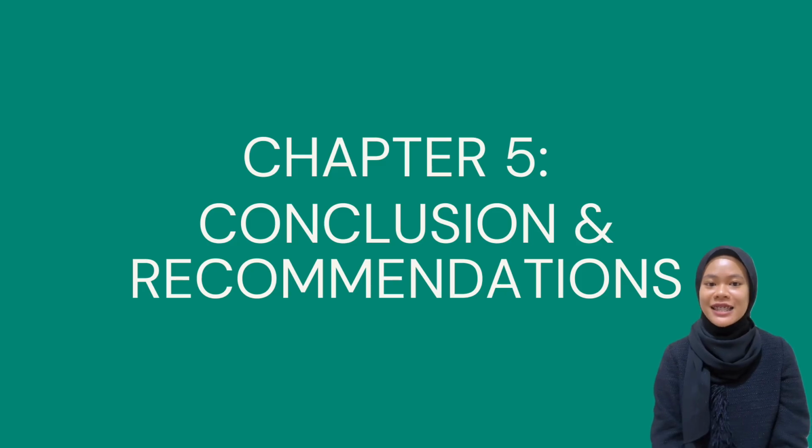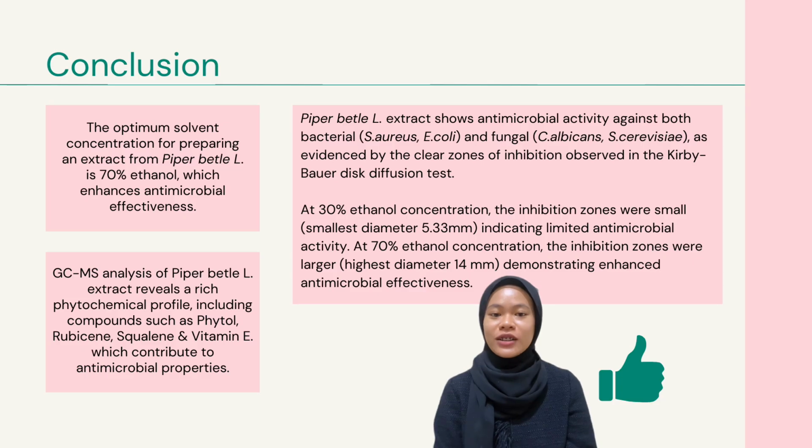And we have arrived at the last chapter, conclusion and recommendation. The conclusion is that the optimal solvent concentration for preparing an extract from Piper betel is 70% ethanol, which enhances the antimicrobial effectiveness. Piper betel extract shows antimicrobial activity against both bacteria and fungi, as evidenced by the clear zone of inhibition observed in the Kirby-Bauer diffusion test. At 30% ethanol concentration, the inhibition zone had the smallest diameter at 5.33 mm, indicating limited antimicrobial activity. At 70% ethanol concentration, the inhibition zone was larger, with the highest diameter at 14 mm, showing microbial effectiveness.